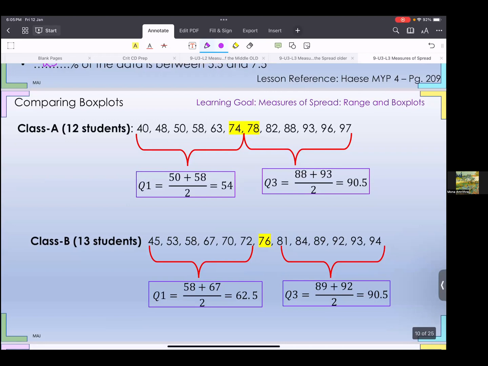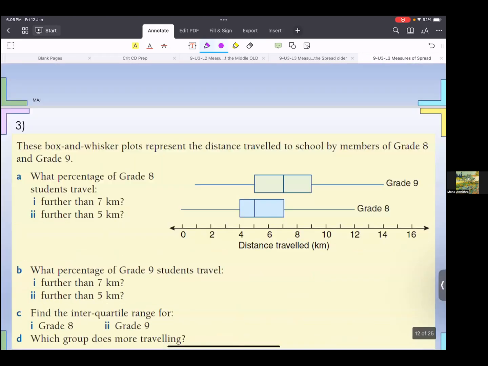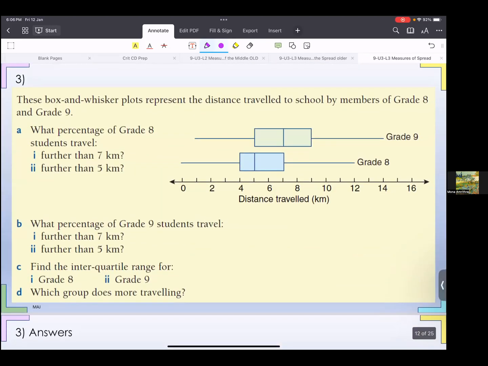Here's another one. When you want to compare box plots, I'm going to skip this part because we are running short on time. I have one here. We'll do this instead. These box and whisker plots represent distance traveled by school members of grade 8 and 9. What percentage of grade 8 students? Feel free to freeze the screen and answer this and then come back and have a look. The answers are on the next page. Freeze the screen, answer this. I'm going to scroll down to the answers in a minute, and then you can come back and check your answers.